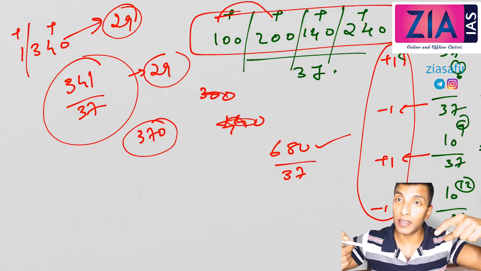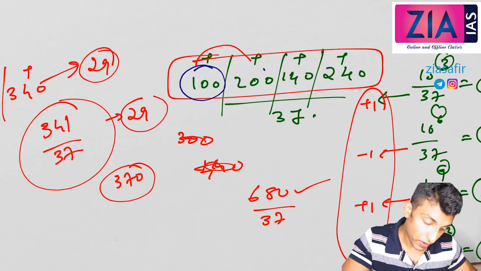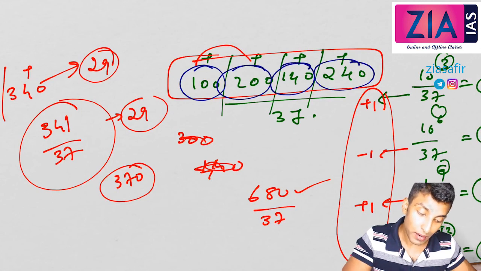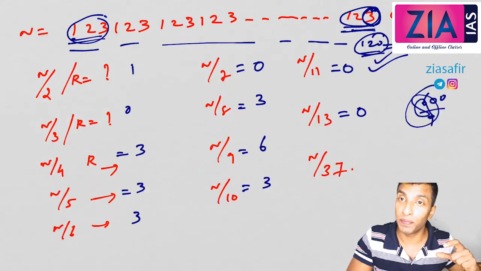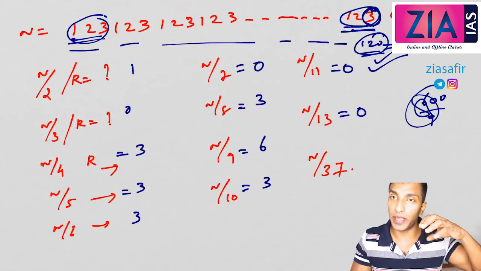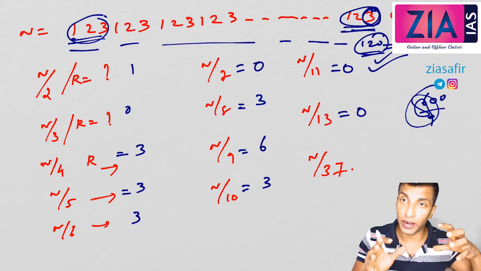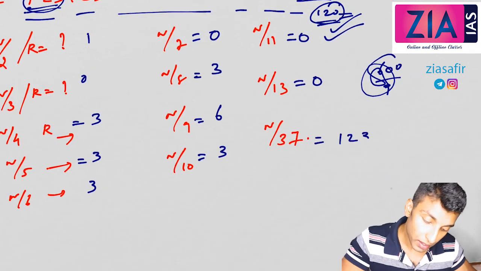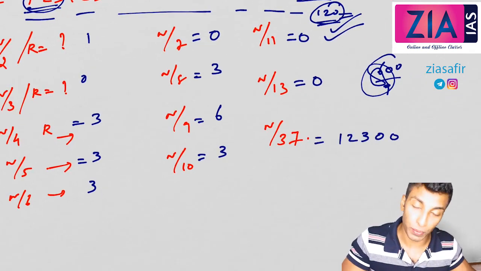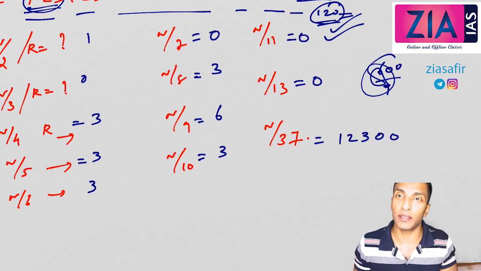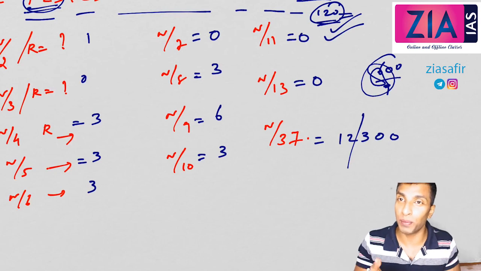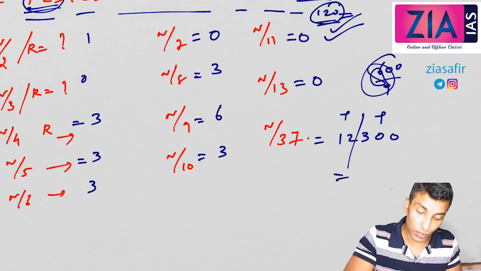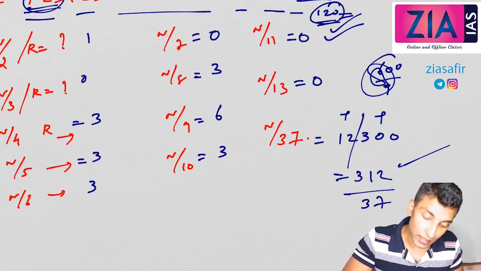How many such groups are there? See here what we have done. We have taken 100 plus 200 plus 140 plus 240, not the sum of digits in this group. So each group we need to take. 1, 2, 3 is the first group. Similarly 100 groups are there. So what is the sum? Here 1, 2, 3, 000. This you can divide by 37. Instead of dividing this by 37, you can further divide into groups of 3. So this is plus, this is also plus. So effectively 312. What you need to do? Divide 312 by 37 and get your answer.